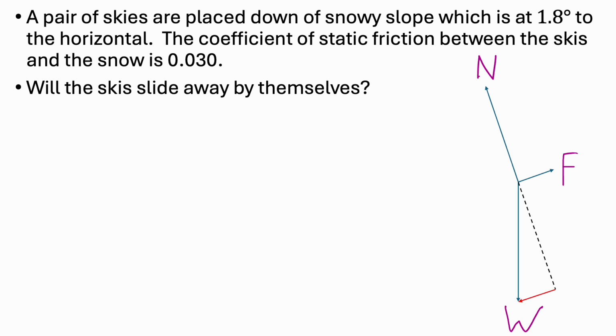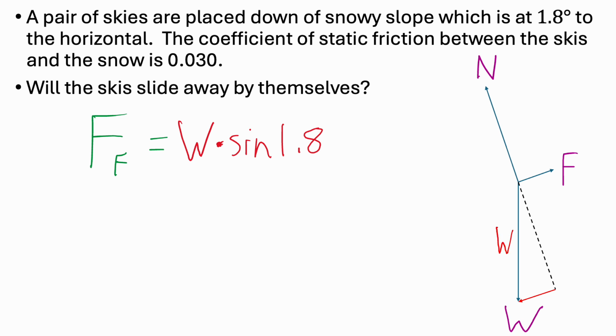Now, I've divided up the components of weight so that we've got that red component, which is acting down the slope, and that's going to be equal to static friction. And then there'll be a component of weight which is acting perpendicular to the slope, which gives us the normal force and therefore the reaction force. So to start off with, the force of static friction is going to be equal to that little red component there.